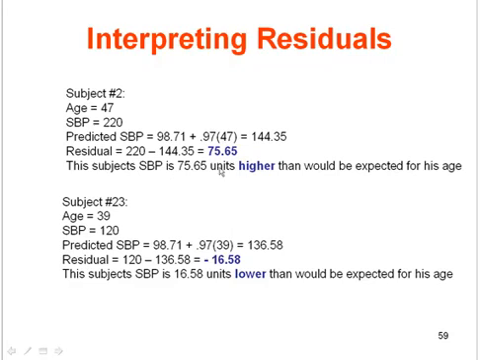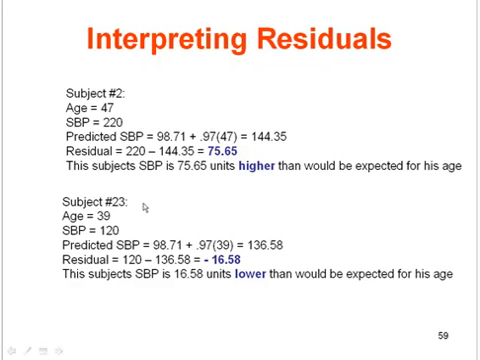The difference between the actual and predicted blood pressure in this case is 75.65, and this is the residual for subject number 2. We interpret this as subject number 2 has a blood pressure that is 75.65 millimeters of mercury higher than would have been expected for a 47-year-old person.